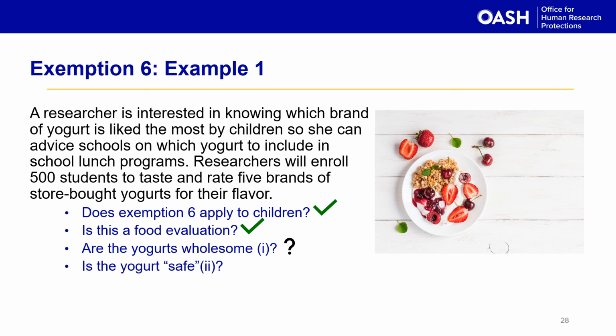Has the yogurt been evaluated to make sure that the additional ingredients are at or below the safety level established by a relevant government authority? Yes. The FDA and the USDA are responsible for making sure that food is safe, wholesome, sanitary, and properly labeled. The availability of the yogurts in the stores means that it has been vetted by the proper government authority. I know that this might not be entirely obvious, but this is the case. This research would likely be considered exempt through Category 6.